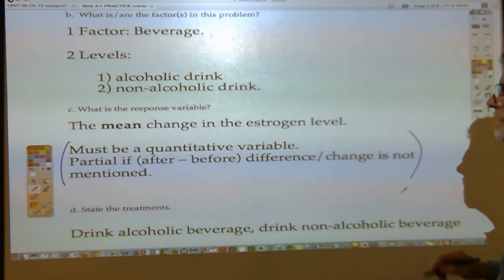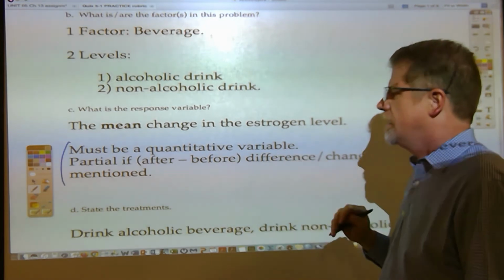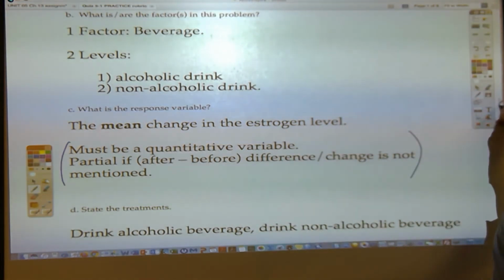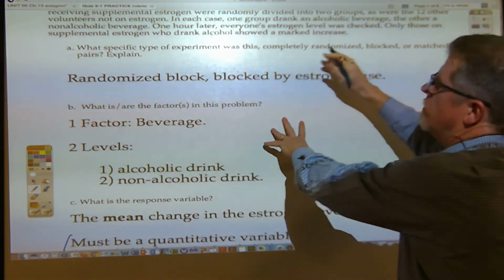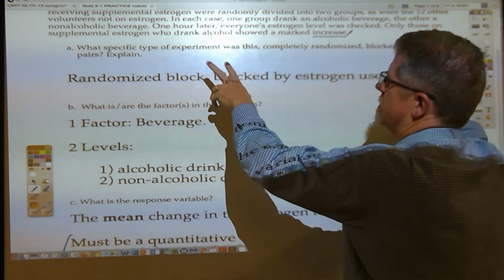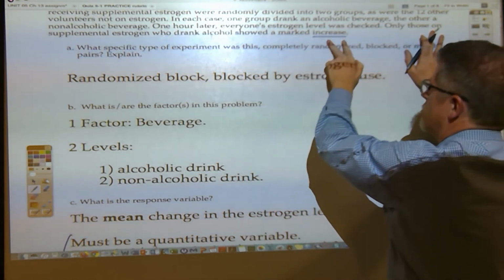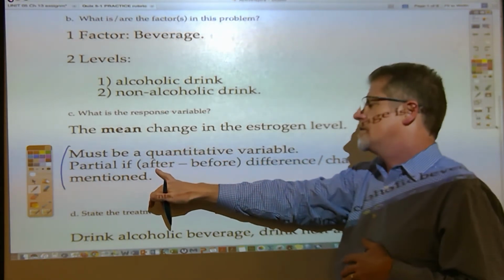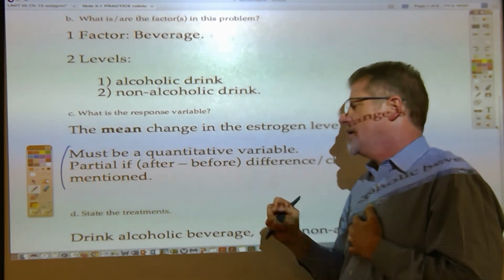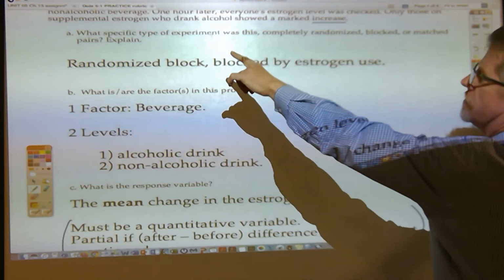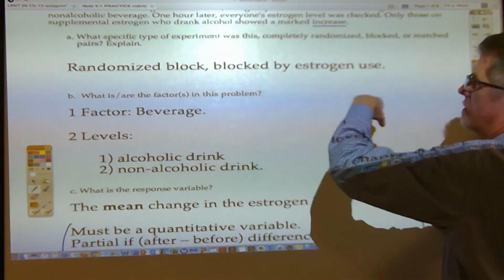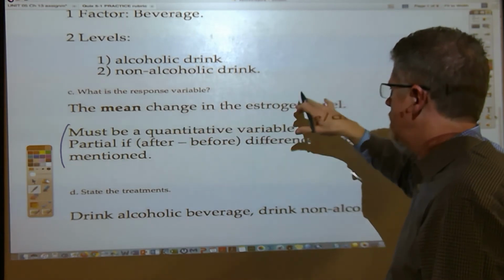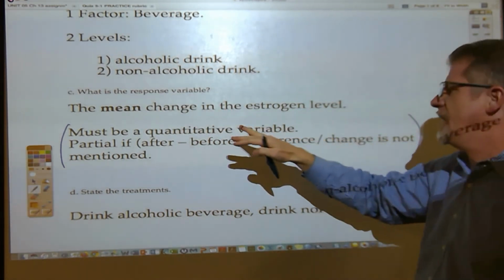These are the grading messages to the person who's grading this. Whatever you select, it has to be a quantitative variable. It can't be categorical, but you only get partial credit unless you say, what change are we looking at? Yep. We're looking for those who showed a marked increase. Only those on supplemental estrogen who drank alcohol showed a marked increase. How do we know it's an increase? Because we subtracted the final amount minus the initial amount. So it's like after beverage minus before beverage. And that applied only to those who had been in that first block, who were on supplemental estrogen. So anyway, to get an E here, you would have had to say either mean or proportion, mean change in the estrogen level, and specify that we're calculating the change by taking the after amount minus the before amount.